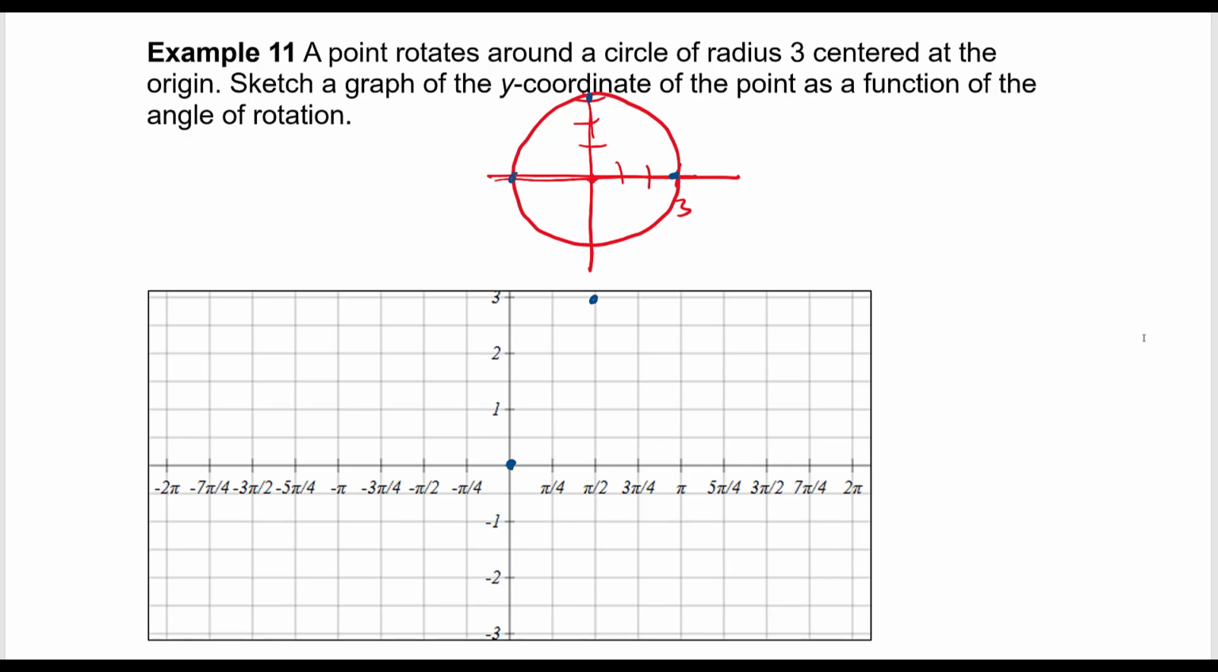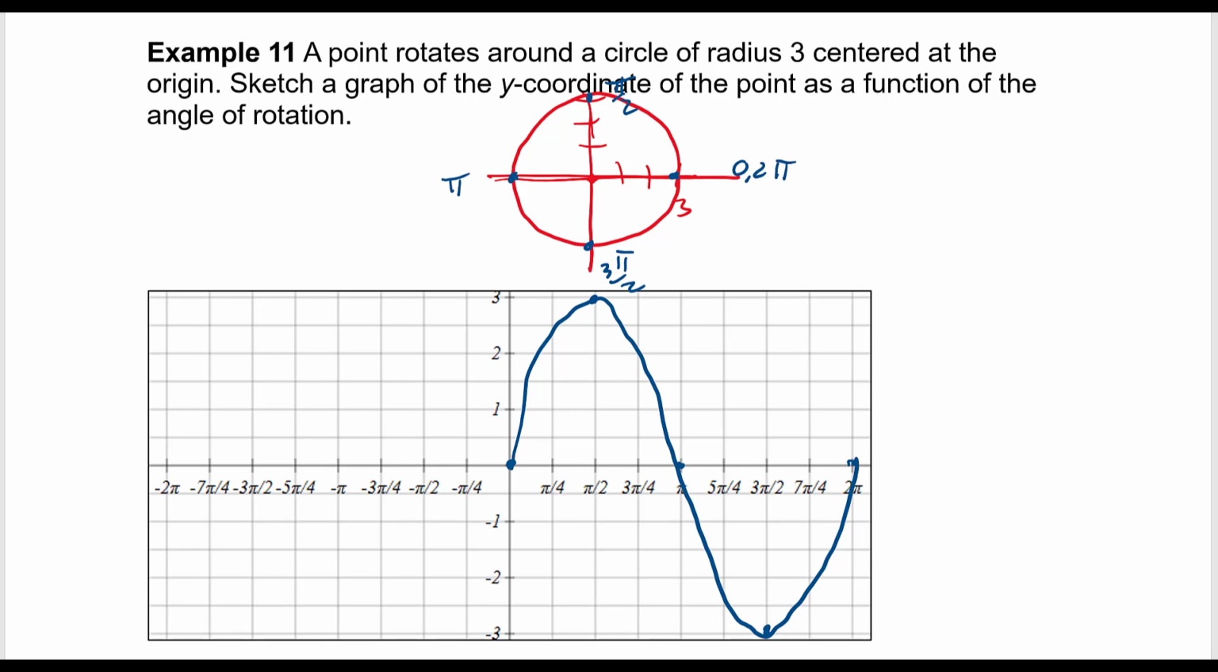Then when we get to pi, this would be 3 pi over 2. This would be 0 and 2 pi. So when it gets over to pi, it's back to 0 again. When it gets to 3 pi over 2, it's at negative 3 on the y-axis. Then it gets back up to 0. So you're getting this kind of a curve. So it's a sine curve that's stretched.